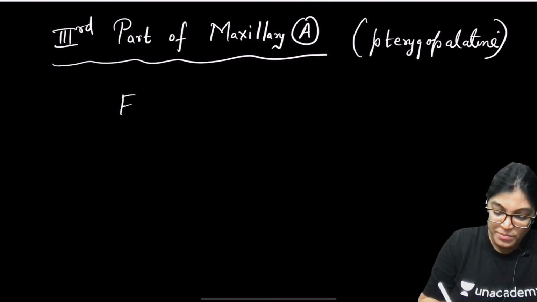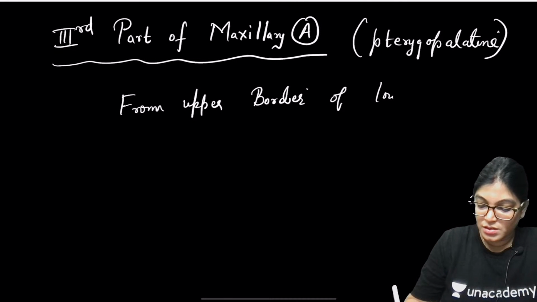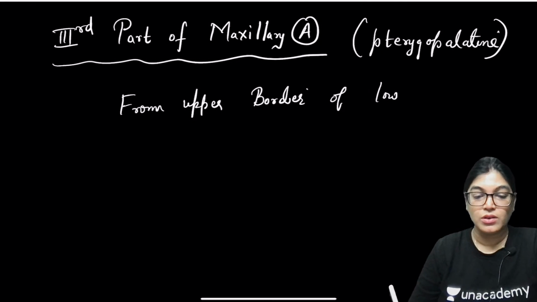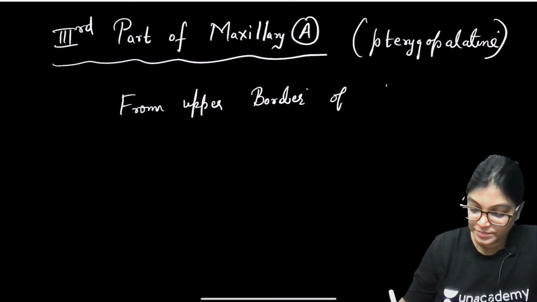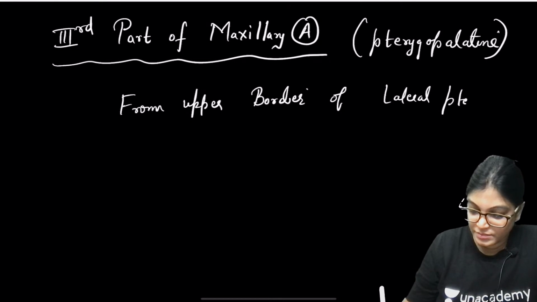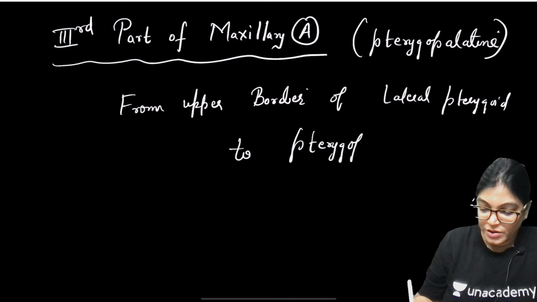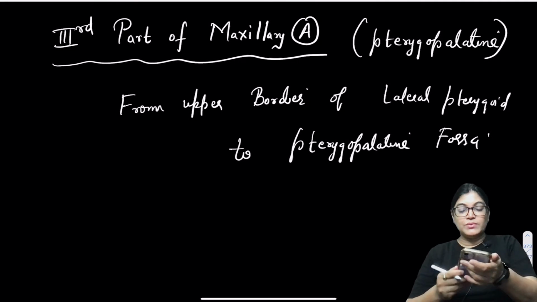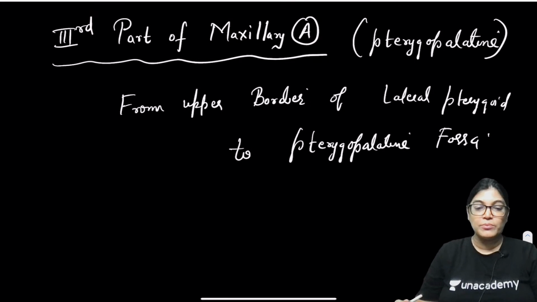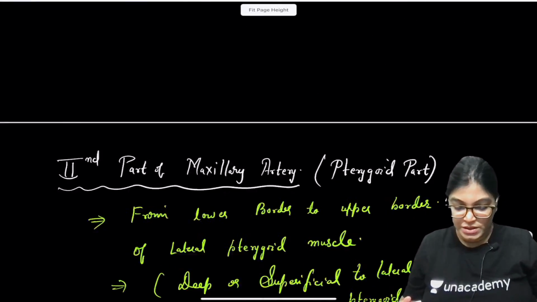So it is extending from the upper border of the lateral pterygoid muscle to the pterygopalatine fossa, entering into the pterygopalatine fossa. So this is the third part. Now we are done with the parts of the maxillary artery. The next important point is to know the branches from each component of the maxillary artery. So let's move with that.